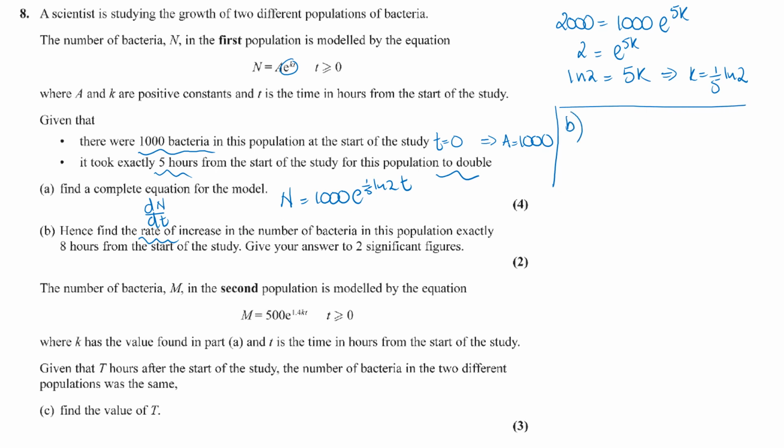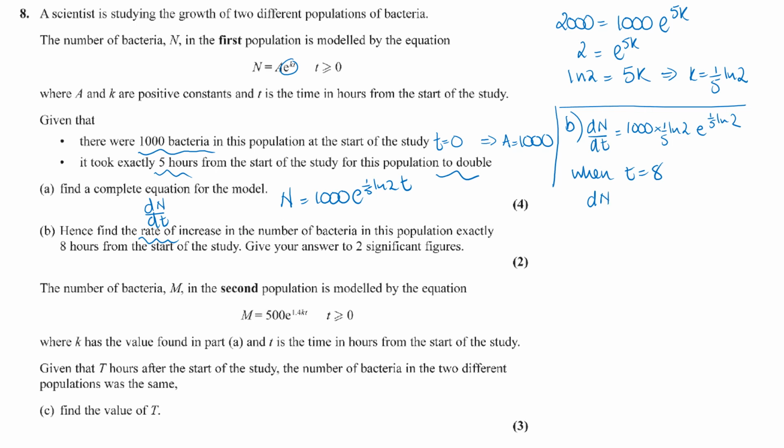we need to differentiate the model, so dn by dt. Now using the chain rule, when you differentiate e, you're just going to repeat the function, but you've got to compensate for the fact that it's got this coefficient in front of t, so that will come down and times by the 1,000. So it'll be 1,000 times 1/5 the ln of 2 e to the 1/5 ln of 2 t, and you need to find what that is when t is equal to 8.